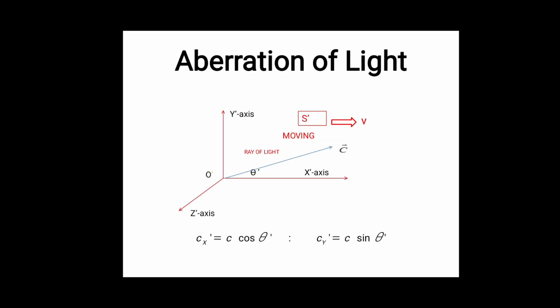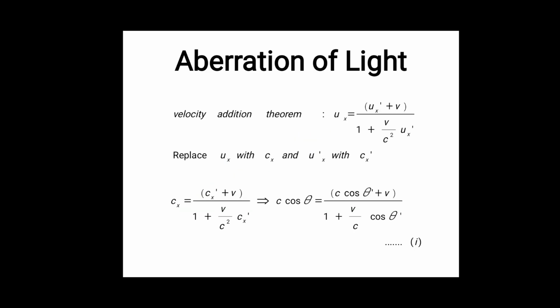Suppose the ray of light makes angle theta dash with x direction with respect to moving frame of reference S dash. In this case, the components of velocity of light in x and y directions can be expressed as cx dash equal to c cos theta dash and cy dash equal to c sin theta dash.